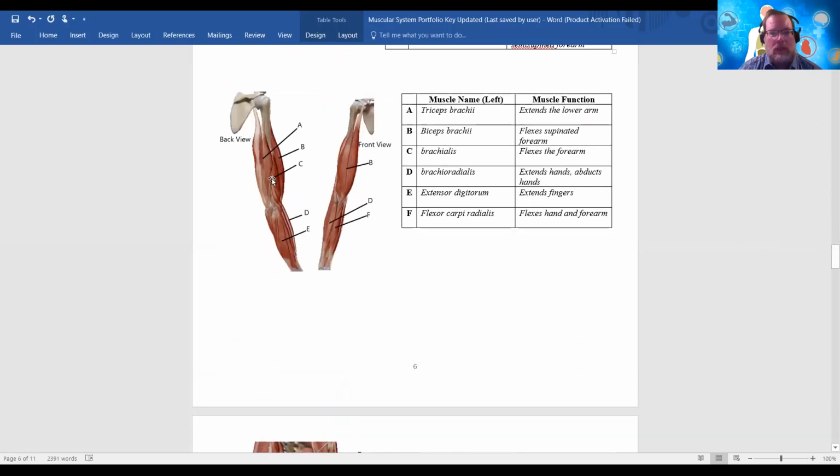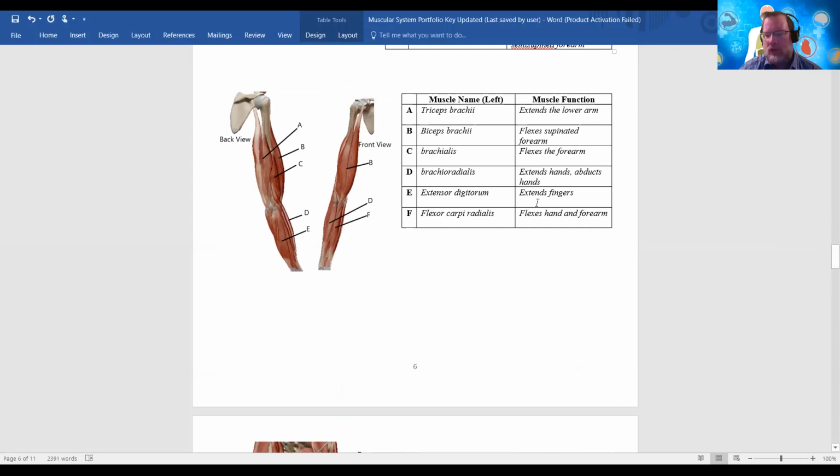Okay, now we're going to look at the posterior aspect. We could see the triceps brachii. This is back view, front view. Then we could see the biceps brachii, and kind of sandwiched in between, we're going to find that brachialis muscle. And then we've got a front view. We can also see the biceps brachii there.